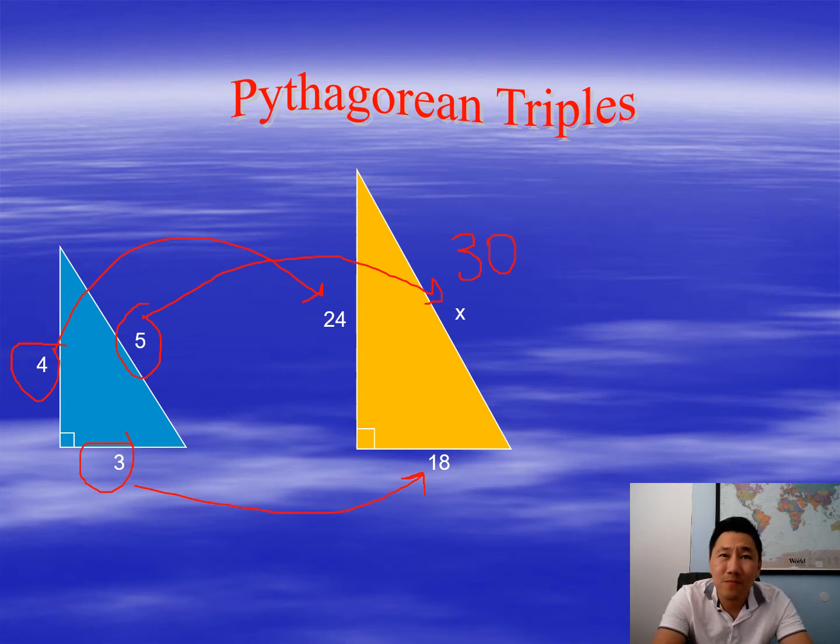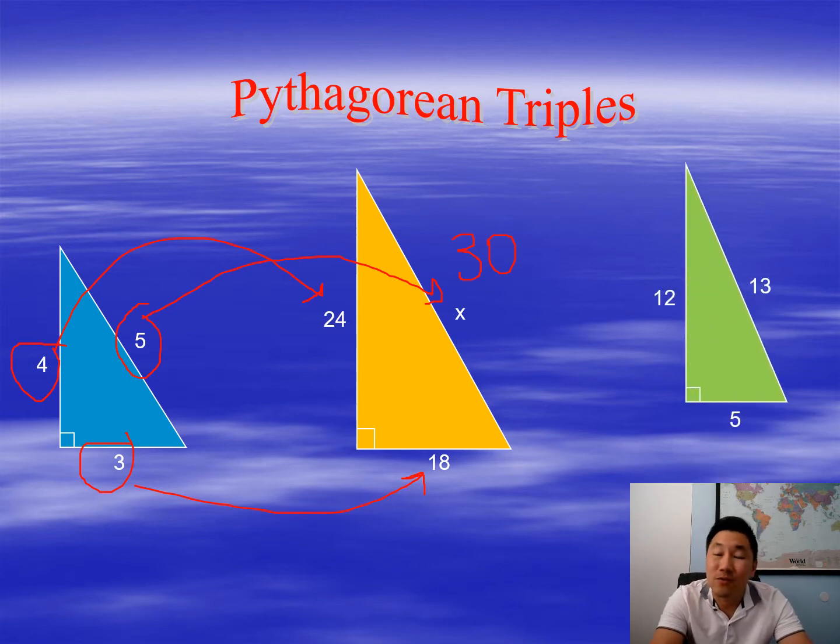Another famous Pythagorean triple is the 5, 12, 13. We don't use it as much, but I memorized it, so it's a good thing. I mean, there's only two big ones, so the 3, 4, 5, and then the 5, 12, 13. Okay? And use those to help find other ones.